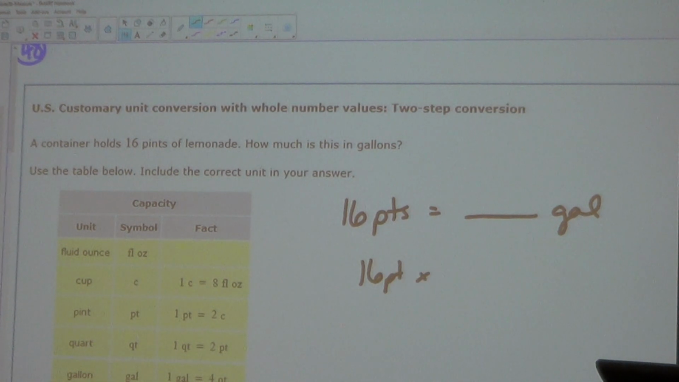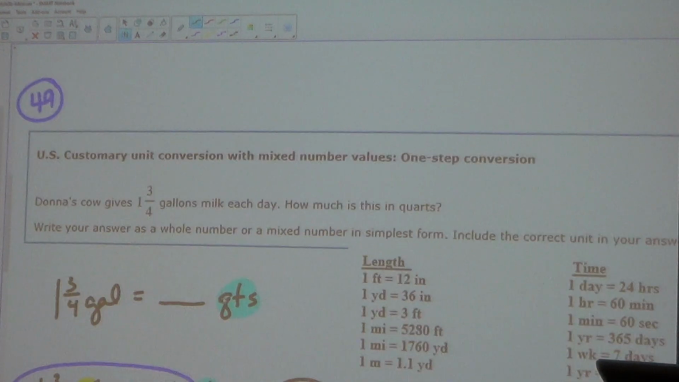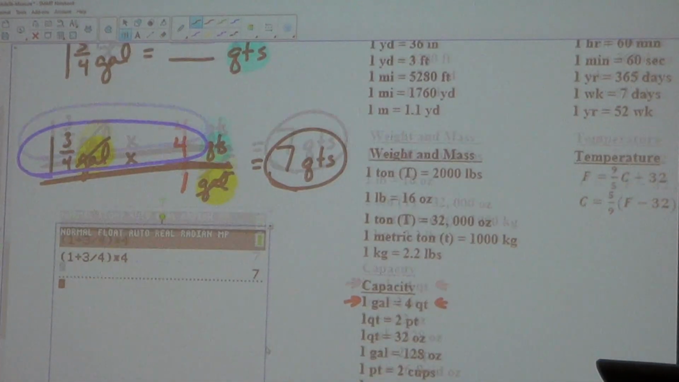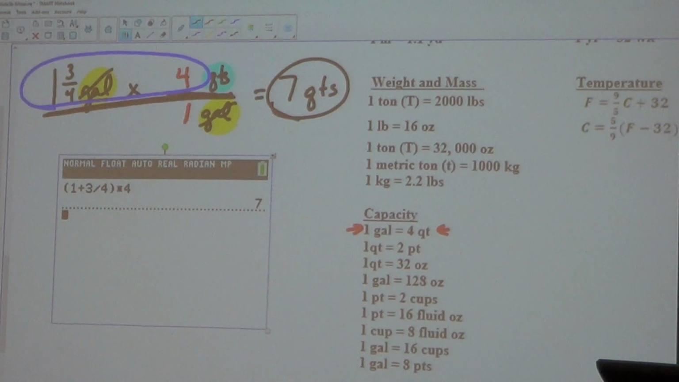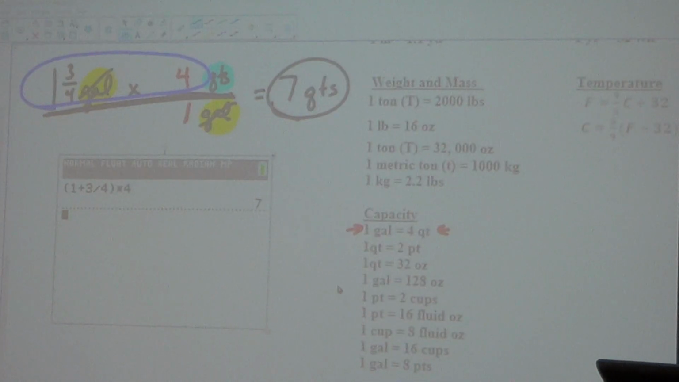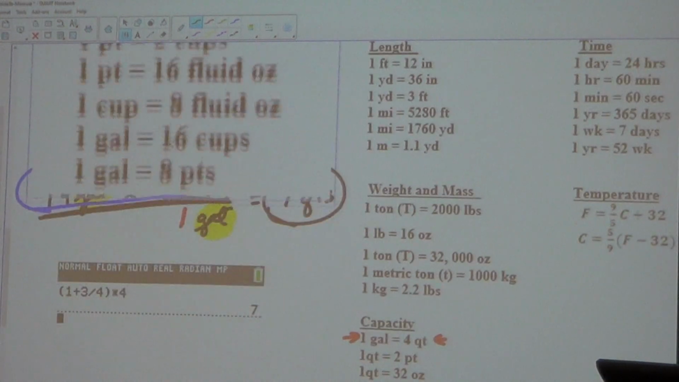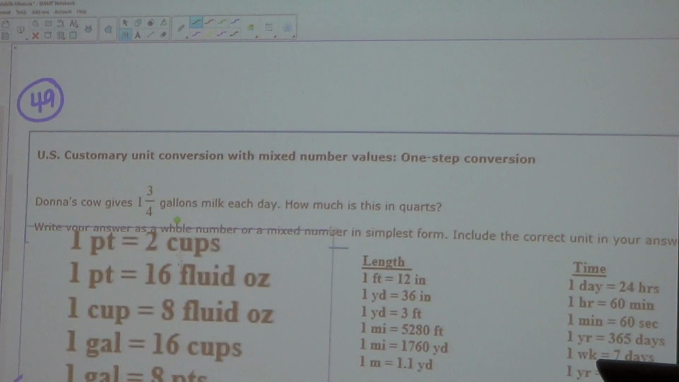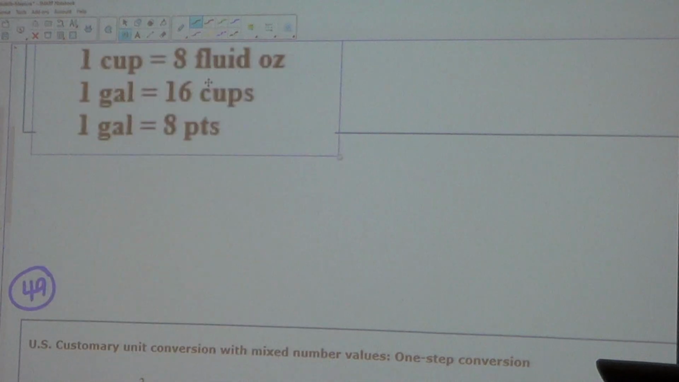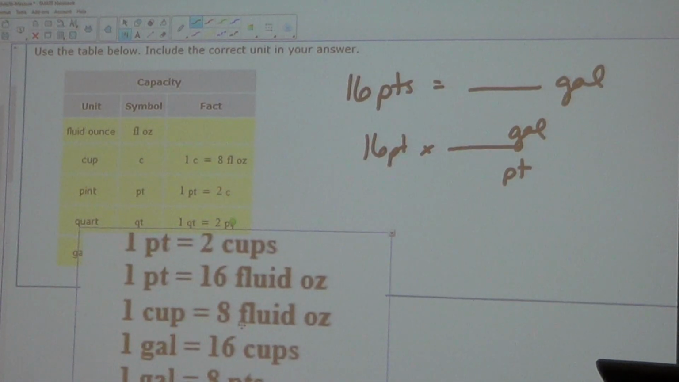16 pints, pints on the bottom, gallons on the top. Now, I told you, sometimes I use these, but most of the time I use what's on my formula sheet. So if I come down here, I search and I search and I search. You bring it up. Do we see gallons and pints?